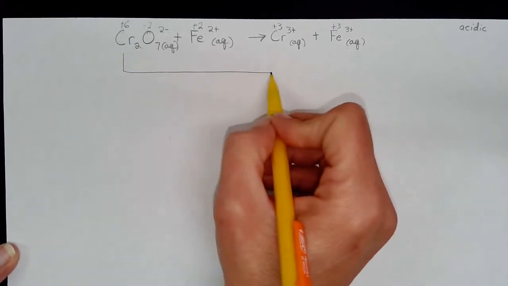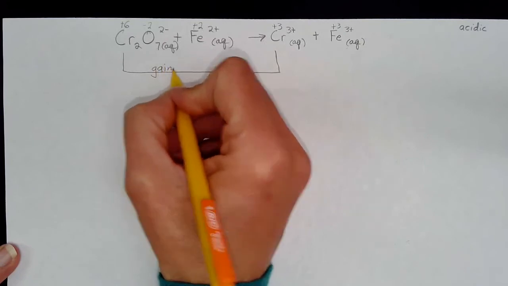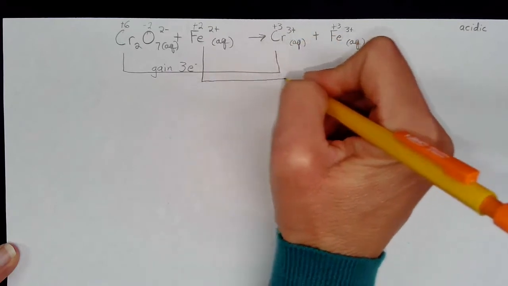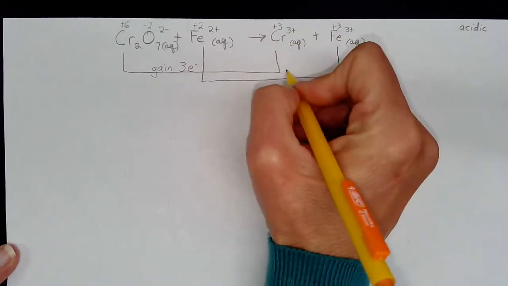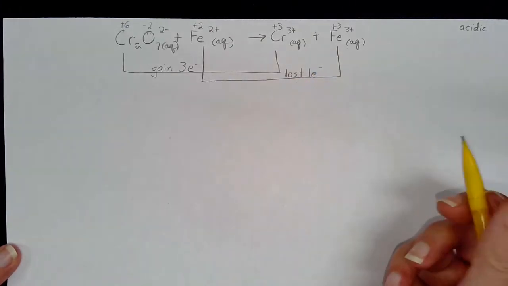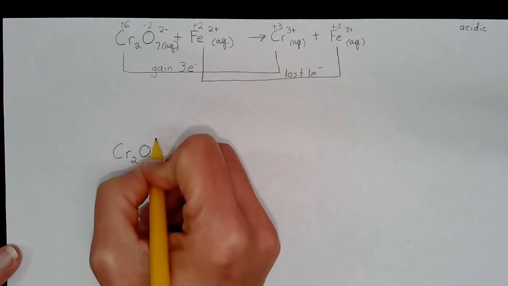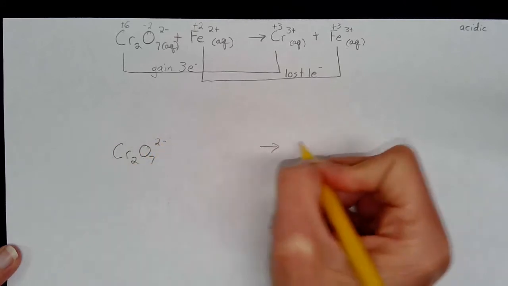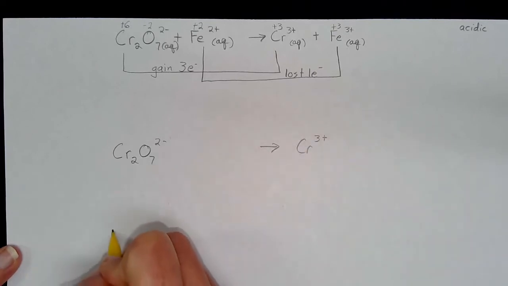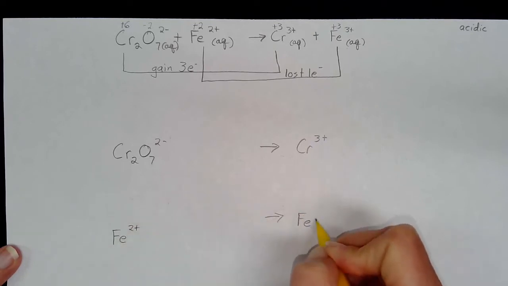So we're going to check and see. The chromium gained 3 electrons. I'll try to be careful and not make a mistake this time. The iron, on the other hand, went from a +2 to a +3, so it lost 1 electron. And now we're going to separate out our half reactions. We have the dichromate ion forming the chromium 3 ion. We have the iron 2 ion forming the iron 3 ion.